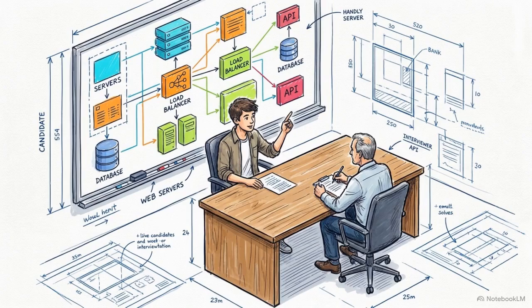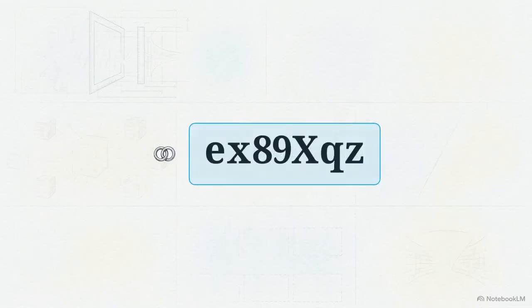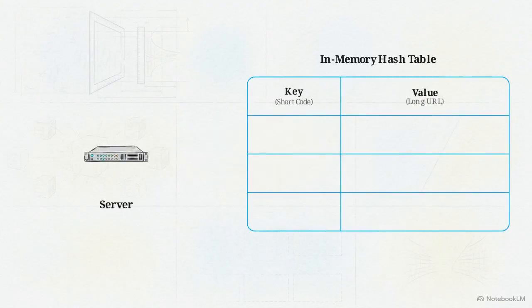The URL shortener is a staple of the system design interview. The objective is to take a complex web address and condense it into a unique shortened code. A basic implementation requires only a single server and an in-memory hash table. You generate a random string, map it to the original URL, and the service is functional.